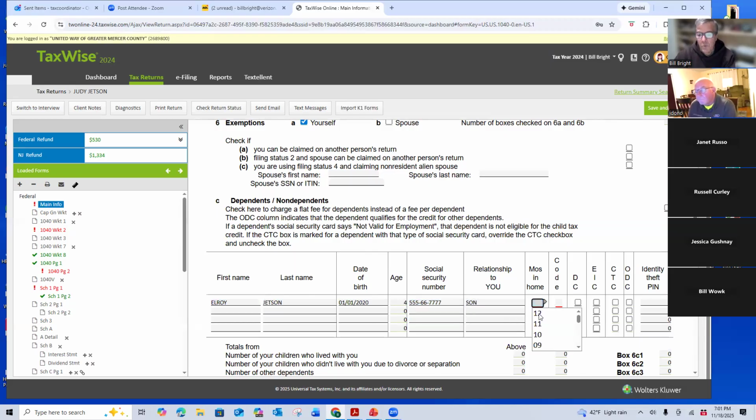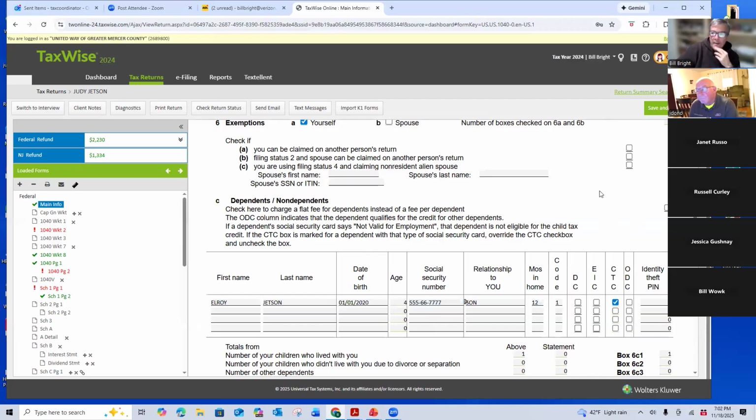Okay, was in the home for 12 months. Code one, child lived with you. See how the software already added the child tax credit. So he met the relationship test. He's in the age bracket and lived with her for 12 months.